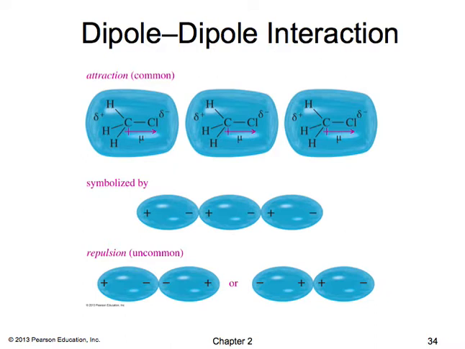Here are some dipole-dipole interactions shown here, and here, and they can be symbolized by these, showing interactions, and here are our repulsions. So I'm going to stop here and then continue on with the next part.